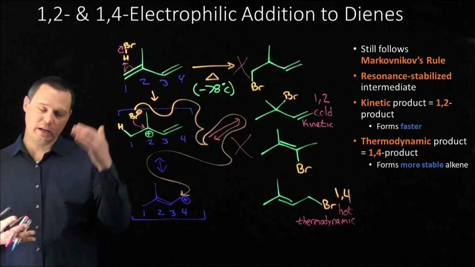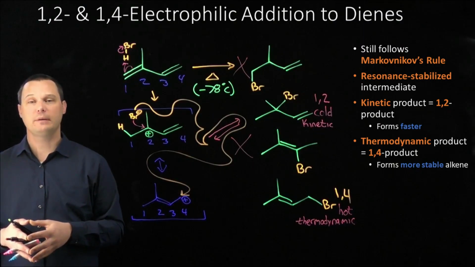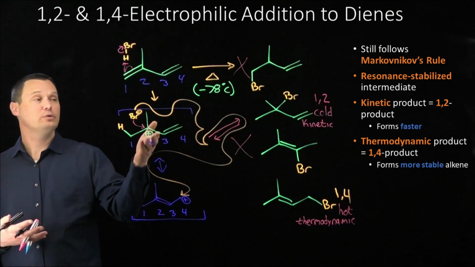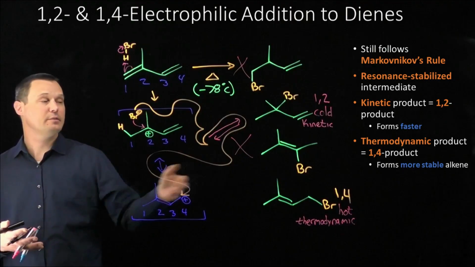Thermodynamics, think delta H, think downhill, think stability. The thermodynamic product is the most stable, most substituted alkene. So the fast product at cold temperatures is typically the 1,2 product, and the more stable product at elevated temperatures is typically the 1,4 product.